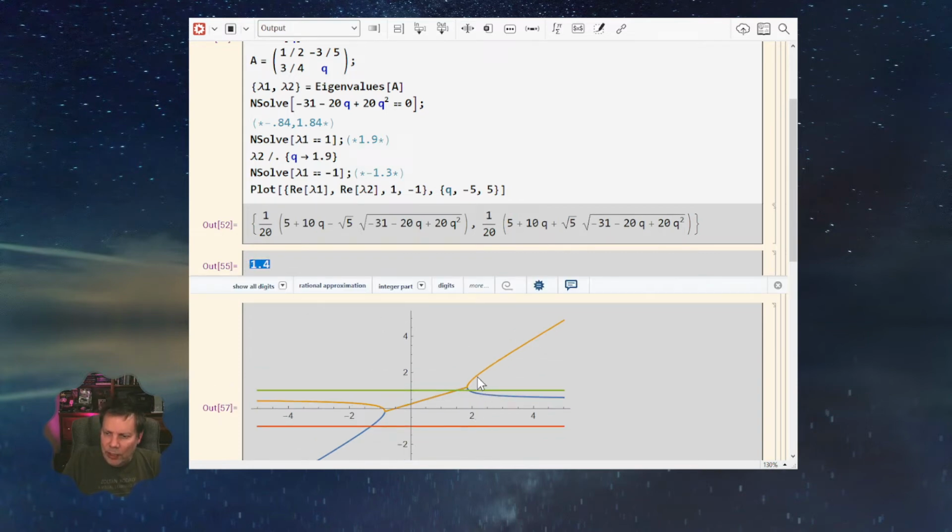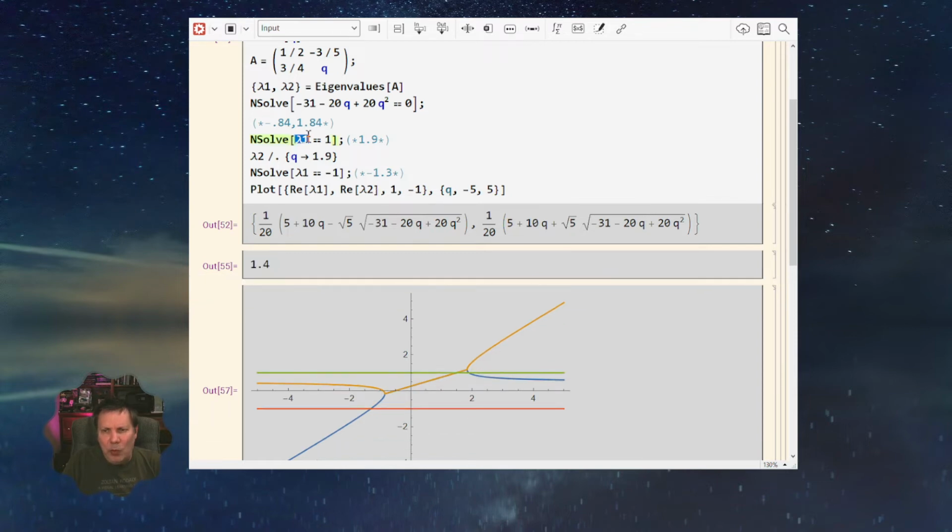So if I look at this area and I plug in that 1.9, one of my eigenvalues is 1, but the other one is 1.4. So when lambda 1 is 1, that actually tells me that lambda 2 is equal to 1.4. This is not a stable system anymore. I have to make sure both eigenvalues are appropriate for this.